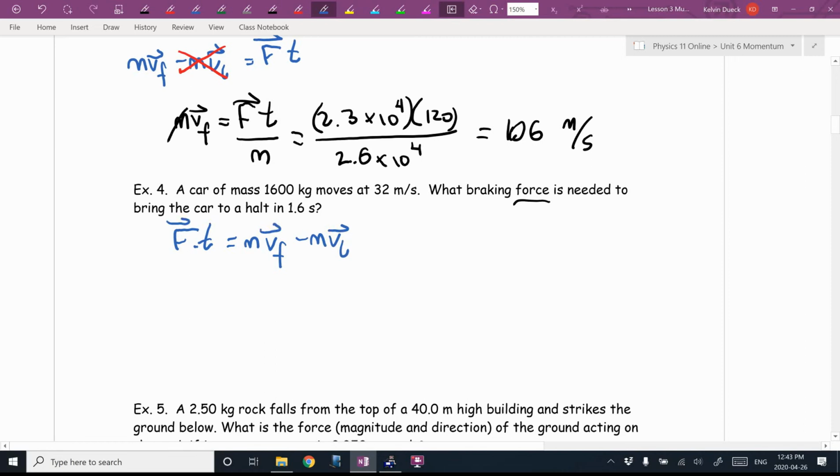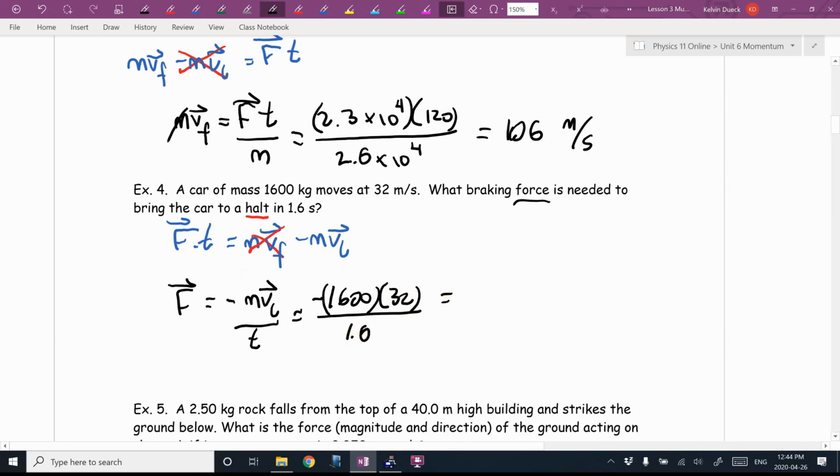Ooh, and it says bring the car to a halt. So v final is 0. They want me to get the F by itself. How would I move the t over? What's the t doing to the F? It's multiplying, so I would divide, and I'll get here the force is negative m vi over t, which is negative m, 1600, vi, 32, over 1.6. I think I can do that in my head, because I think the 16 and the 1.6 are going to roughly cancel.